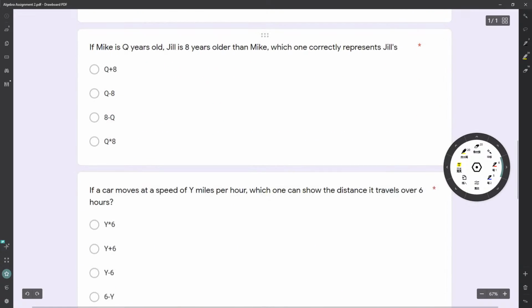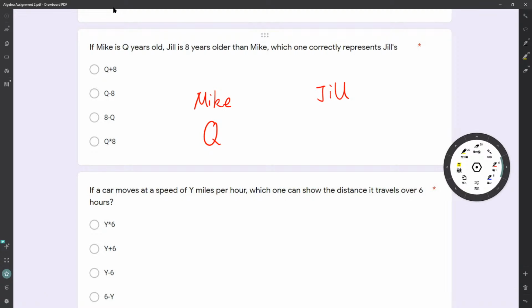Next, if Mike is Q years old, Jill is 8 years older than Mike, which one correctly represents Jill's age? So again, Mike is Q years old. Jill, okay, we don't know how old Jill is. Jill is 8 years older. So let's imagine if Mike is 1, Jill will be 8 years older, so 9. If Mike is 2 years old, Jill will be 10 years old. If Mike is 3, Jill will be 11 years old, right?